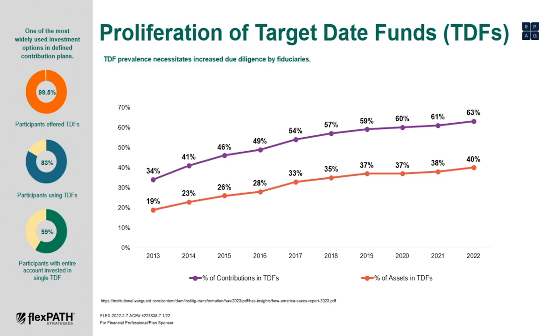Also, according to Vanguard, over the last 10 years, the percent of contributions into target date funds, as well as the percent of assets in target date funds, has nearly doubled. So with target date funds really having grown to become one of the most popular investment solutions, and really just the proliferation of target date funds itself, it really begs the question, is this the right target date fund for my client or this prospective plan?